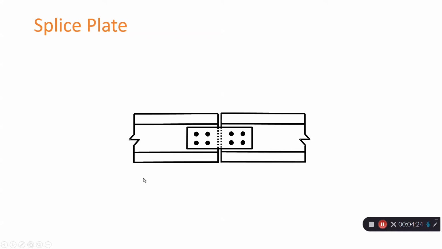This is a sketch of a splice plate. Oftentimes we have to splice members because of transportation limits. You can't transport a very long element to the site, so you have to splice it on site, connecting the pieces into one unit. So when tension is applied to the member, it may fail within the member or within the splice plate.